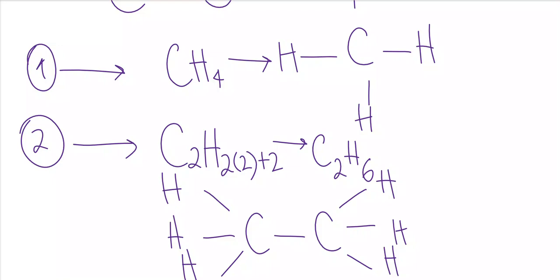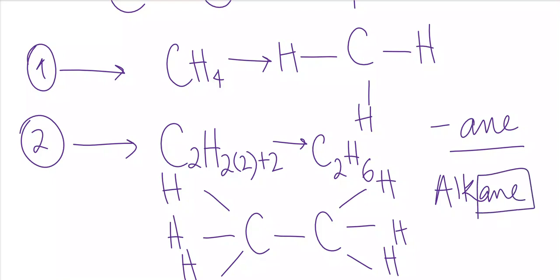The names of this series of hydrocarbons end in -ane because of alkane. The names of these members end with -ane: methane, ethane, propane, butane, pentane, hexane, heptane. All these are members of this family. The first part of the name is the prefix that tells you the number of carbon atoms in the chain, and the second part represents the alkane. So we have methane, ethane, propane, butane, pentane. All these are members of the alkane family.